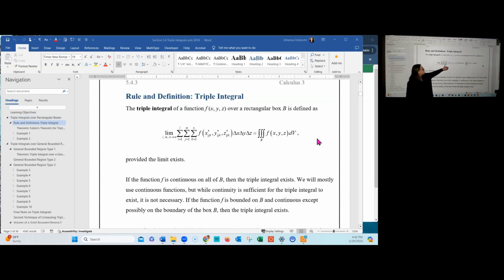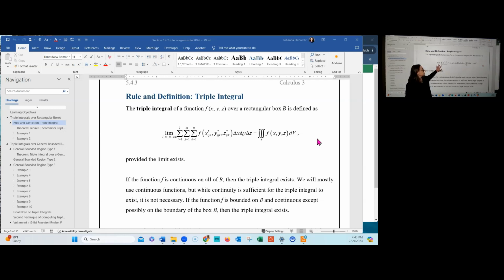We have a triple Riemann sum summing over x, over y, and over z. And we take the function value at a particular point and multiply it by the change in volume. dV, or delta V, is equal to delta x times delta y times delta z. So our delta V is, since dx and delta x are the same, the same as dx, dy, dz, or delta x, delta y, delta z.